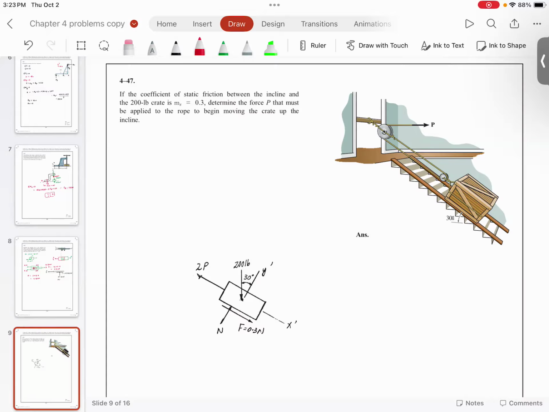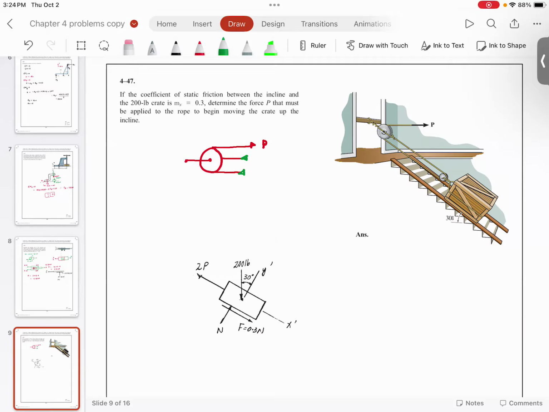I want you to look at how this pulley is constructed. So, you have this pulley. One end of the pulley is over here. And then you have one rope over here, another rope over here, and you have P over here. So this rope is going to pull in this direction. This rope is going to pull in this direction. And then you are going to have the P acting on this side.